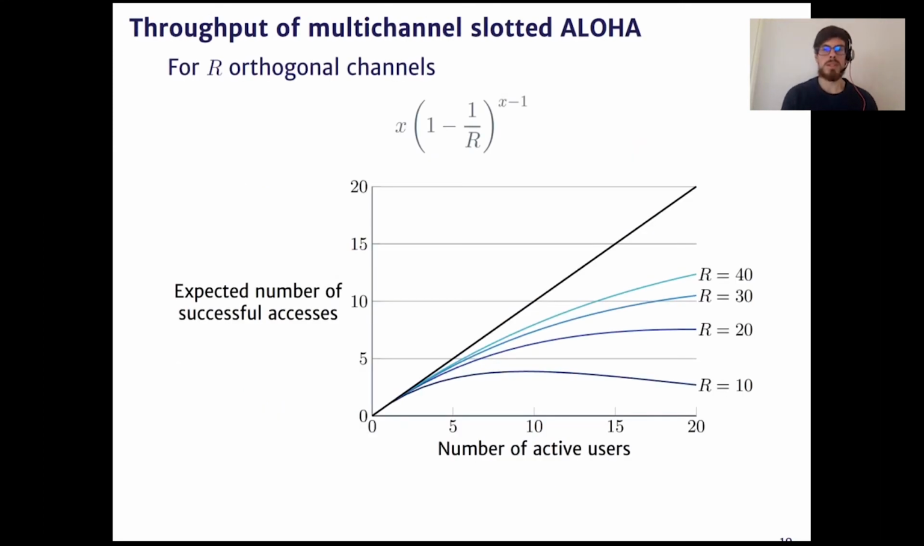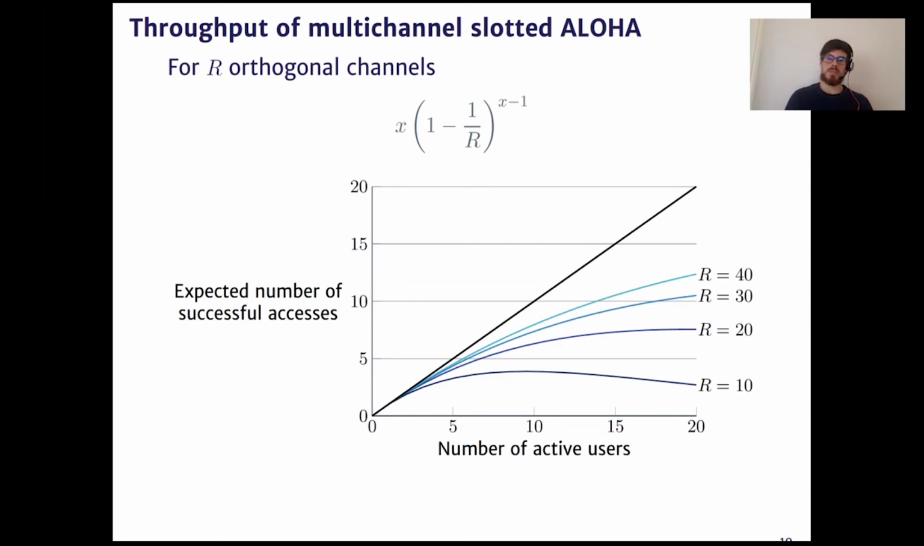So looking more deeply into multi-channel slotted Aloha, why don't we use this, or what are the drawbacks of using this approach for URLLC? Here I have a plot where we have our orthogonal channels. So basically it's for the 5G random access channels. And the equation that I have there gives you the expected number of successful accesses. X is the number of active users. The black straight line illustrates the case where we have an infinite number of resources. If you have infinite resources, the expected number of successful accesses is just the number of users per time slot.